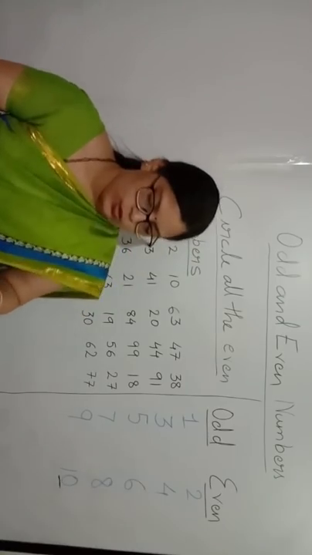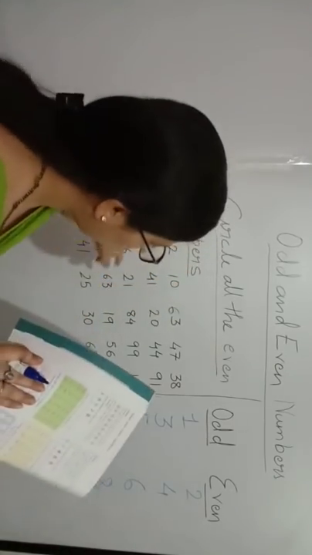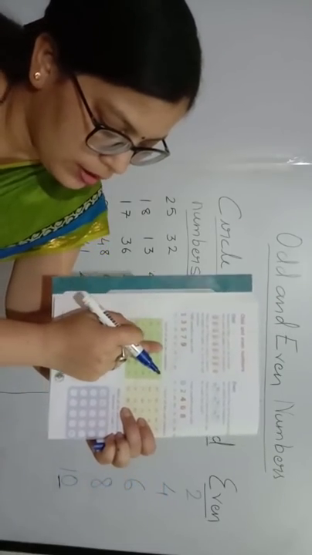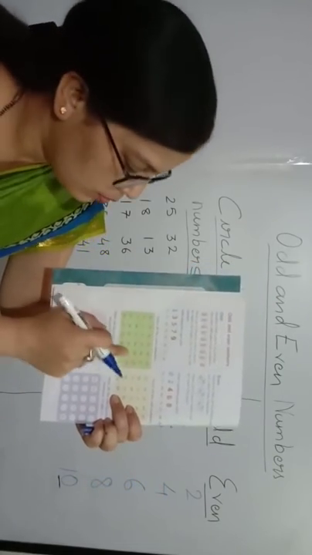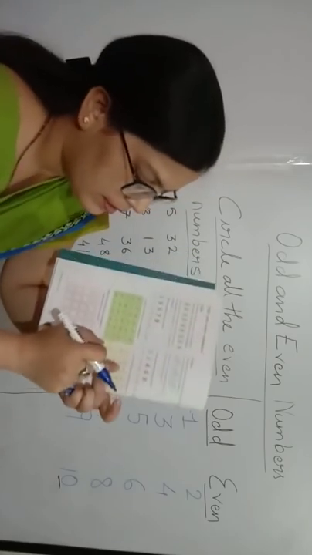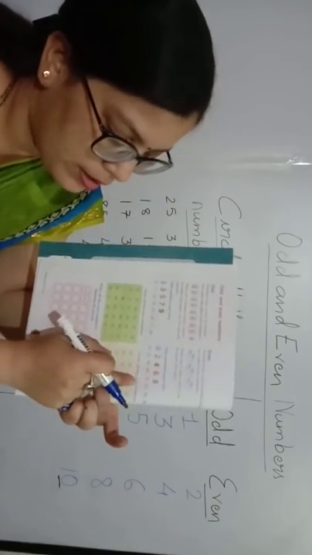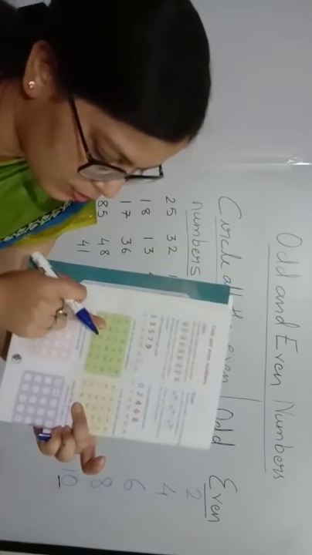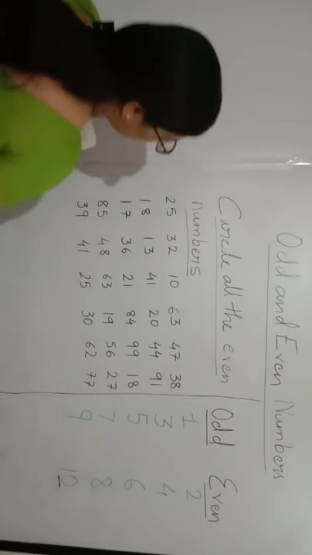So this is the question I have written on the board: circle all the even numbers. This I am going to do on the board. And the second part, circle all the odd numbers, you have to do in your homework. So let's start this question. Here I have written all the numbers.